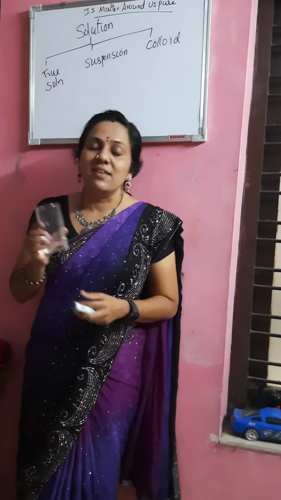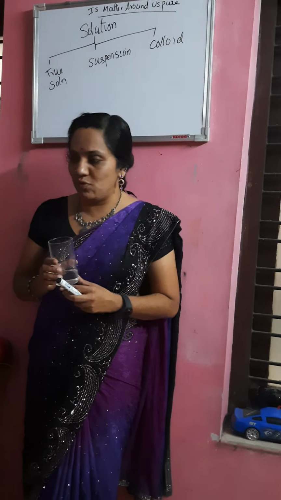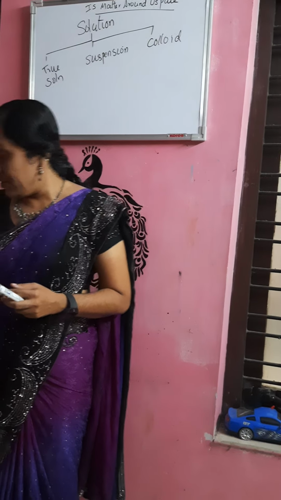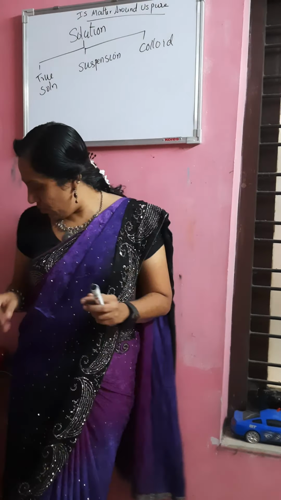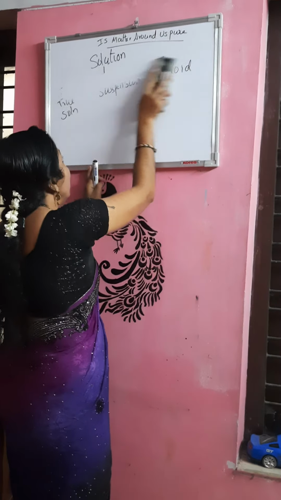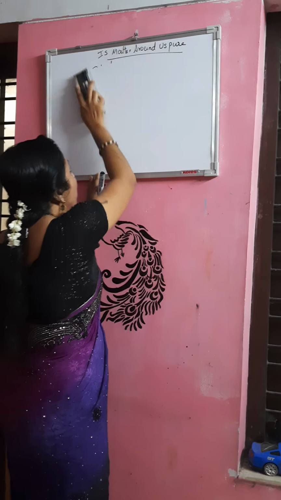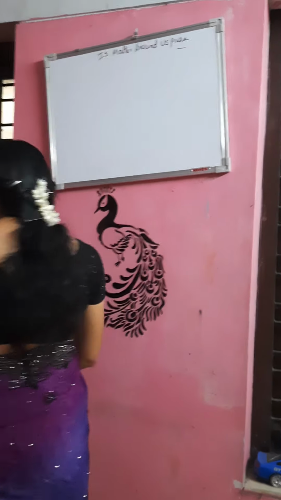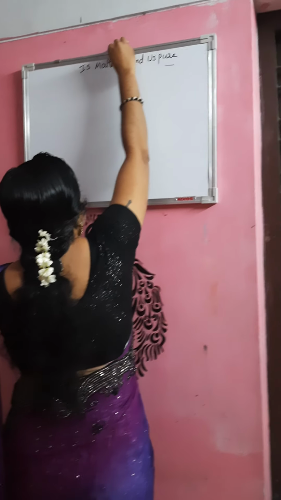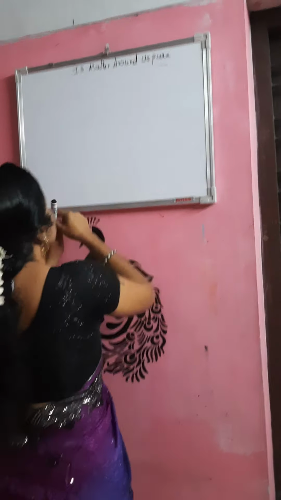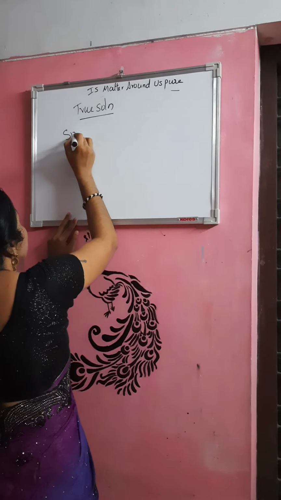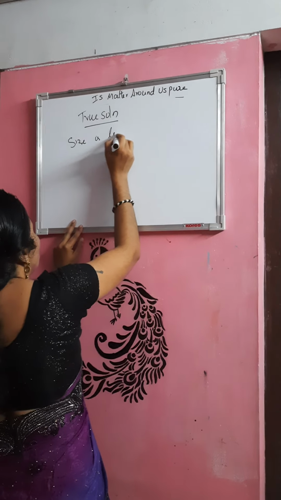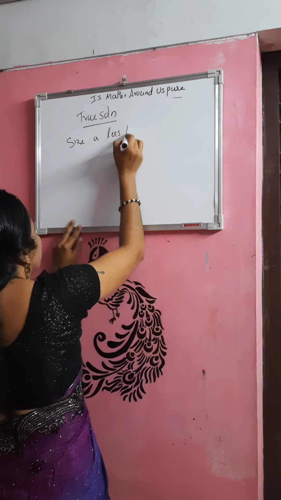So we are going to discuss some of the properties of true solution first. First example for this true solution is salt water. Then we are going to discuss some of the properties of true solution. First property is, I told you, the size of the solute particle is less than 1 nanometer. That is the first property: size is less than 1 nanometer.